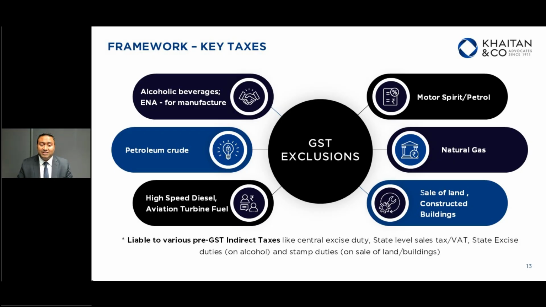All of these are excluded from GST, and they attract central excise duty, the local state level VAT or central sales tax. Alcoholic beverages attract state excise duty, and sale of land and fully constructed buildings are also excluded from GST, where stamp duty at a state level becomes relevant. Now, what constitutes sale of land and fully constructed buildings often becomes litigative, because under construction buildings are liable to GST. Sale of under construction buildings are treated as construction contracts and liable to GST. So where do you draw the line, at times becomes litigative.